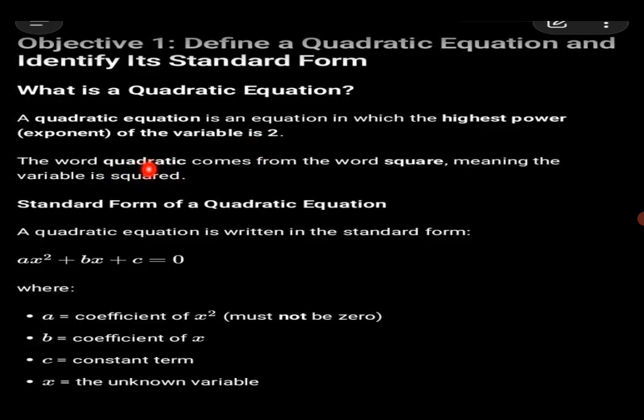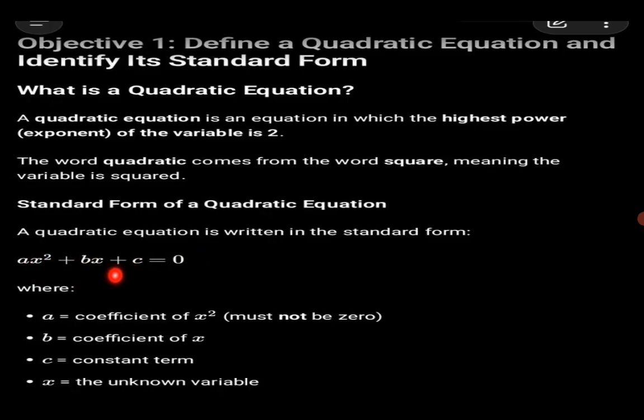So any equation in which the highest power of x or any variable is 2, such an equation is called quadratic equation. So the word quadratic comes from the word square, meaning the variable is squared. So the standard form of the quadratic equation is ax squared plus bx plus c equals to 0.